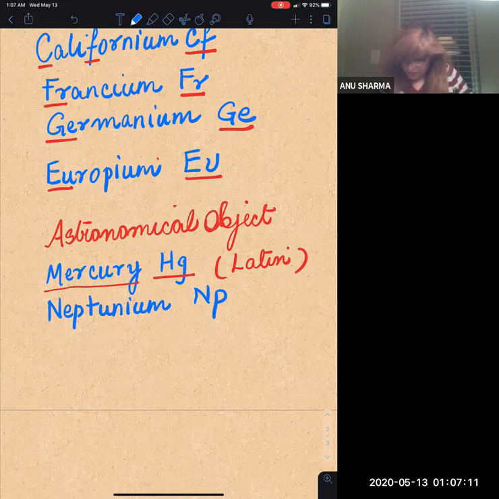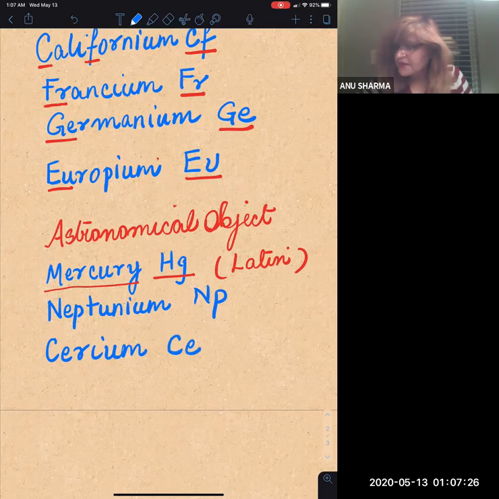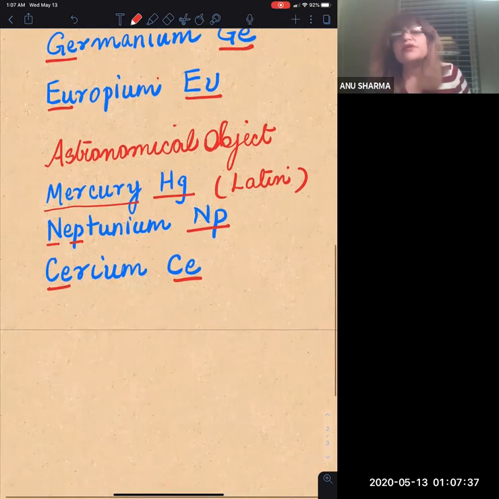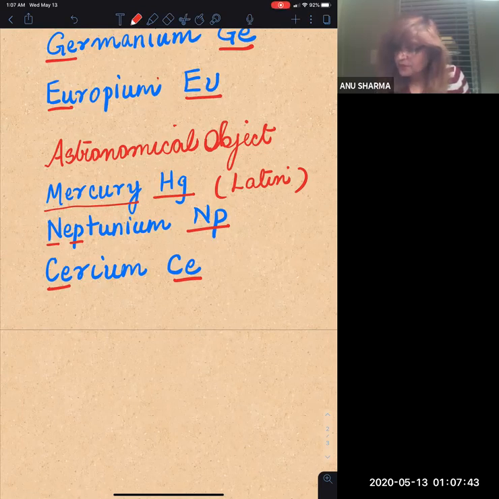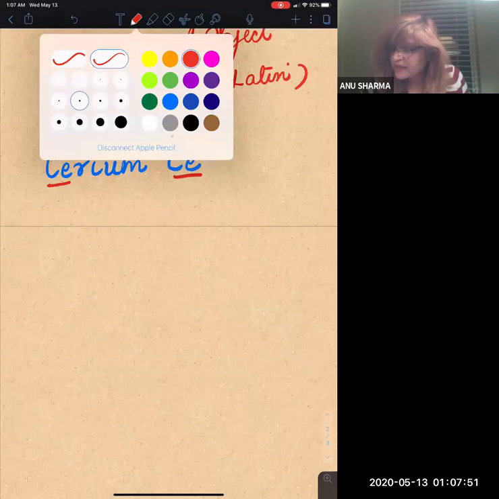Then look at another one, such as Cerium. It's a very interesting one. Cerium, C-E-R-I-U-M, Cerium, and that is C-E. Okay, and here again it's the first two letters, so it's about what order they came in. Neptunium, NP, because NE was already taken for Neon. And Neptunium was discovered much later than Neon, so that's why we had to go with Neptunium as NP. All right.